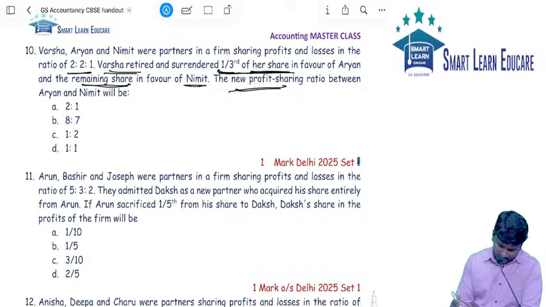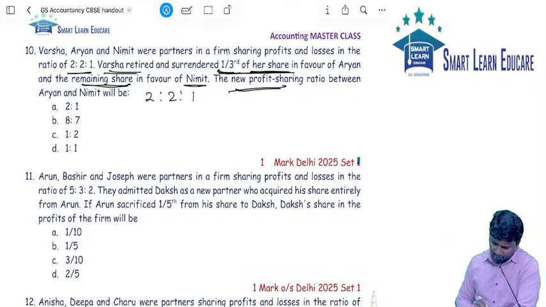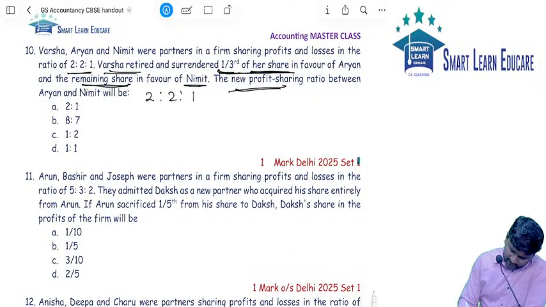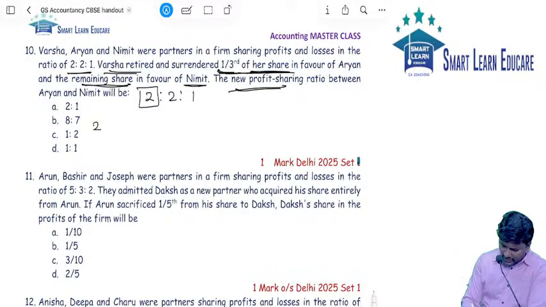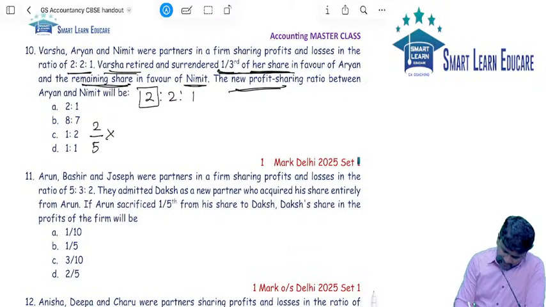What is the old ratio? 2:1. See who retired first. Who retired? V. V's share is 2/5. Out of this 2/5, how much is surrendered to A? 2/5 into 1/3. So how much is surrendered to A? A's surrender is 2/15.